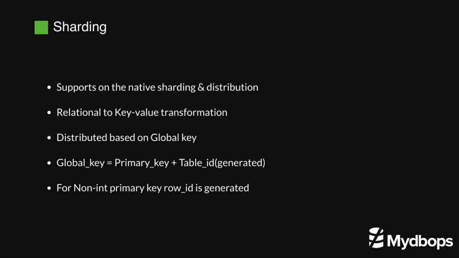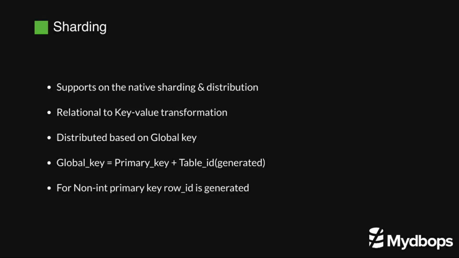So what is a global key? Global key is used to uniquely identify a row within a cluster, not just within a table or database. Within the entire cluster, the global key is used to uniquely identify a row, on which the distribution happens. A global key is a combination of the primary key plus the table ID. The table ID is generated by TiDB itself. And there are two cases here: an integer-based primary key and a non-integer-based primary key.